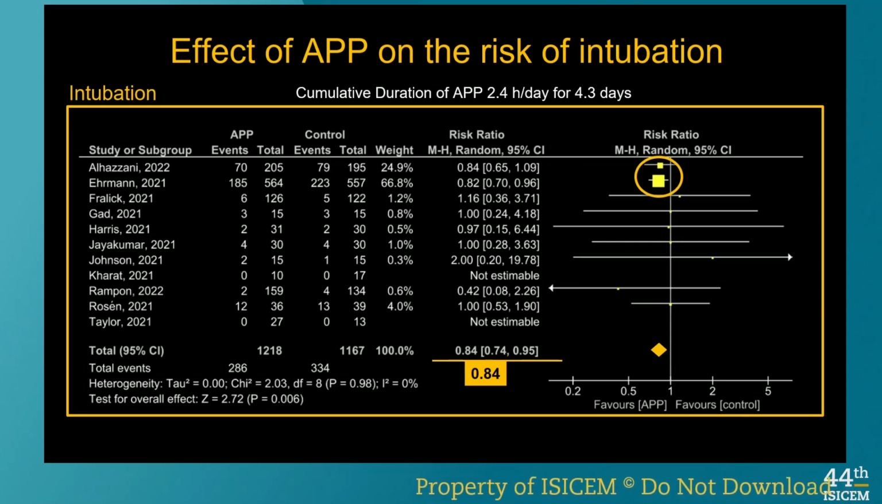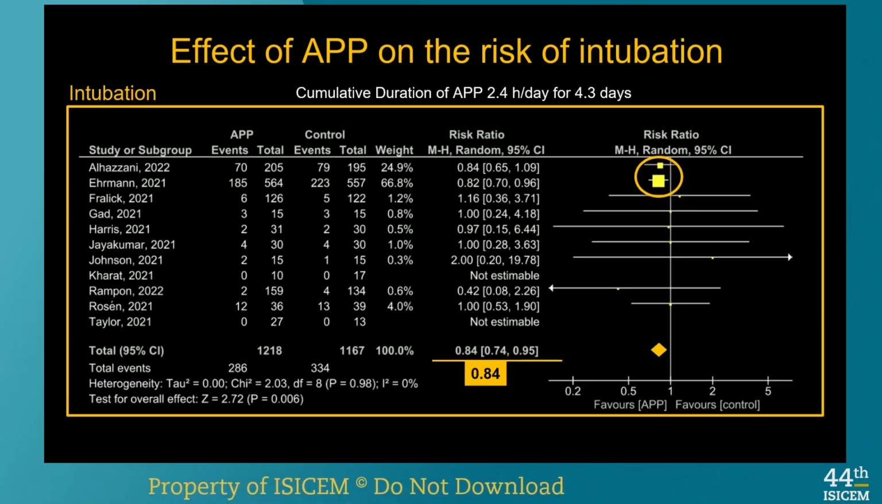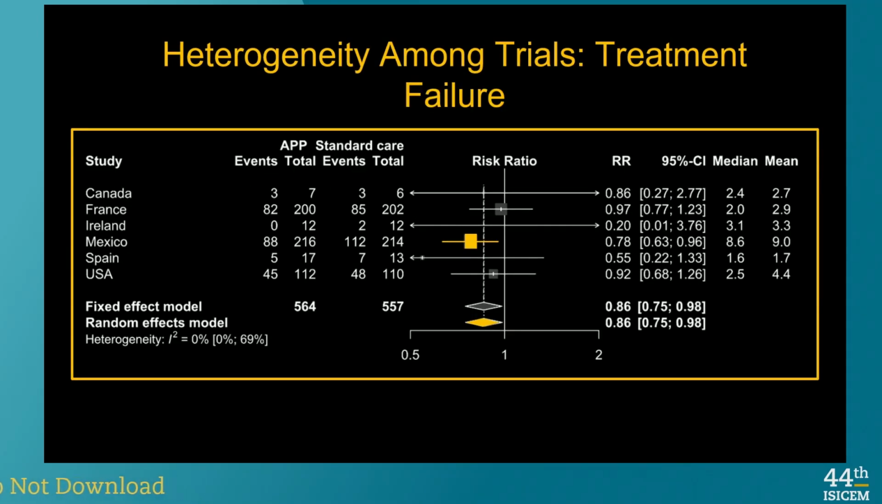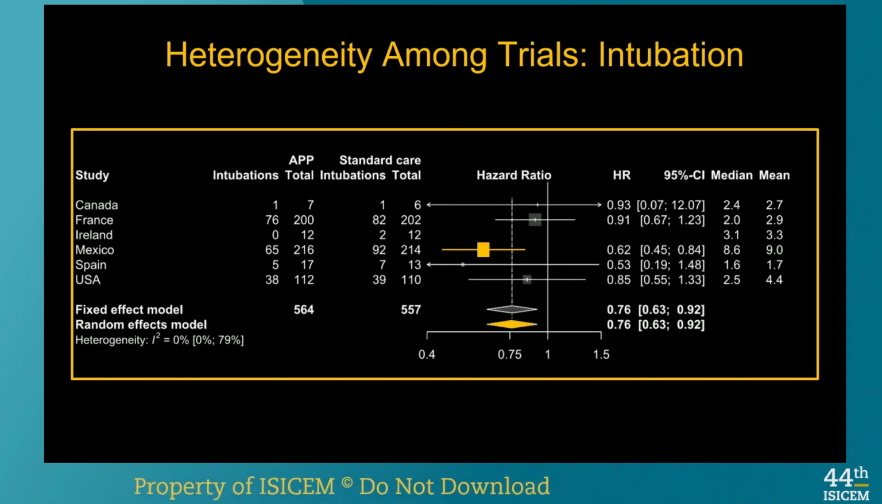So you can see only one trial, which is a combination of 6 trials, so it's a meta-trial, that shows a reduction. We'll talk a little bit more about this in the following slides. When you look at the heterogeneity within the same trial, and you look at the 6 sub-trials of this meta-trial, of all the studies, only one pulled the effect towards being positive. And this is for treatment failure, which is intubation and mortality, and particularly intubation.